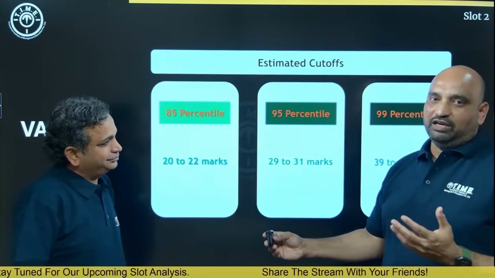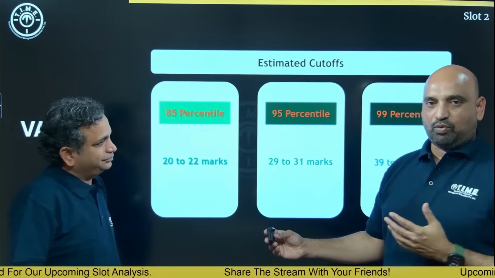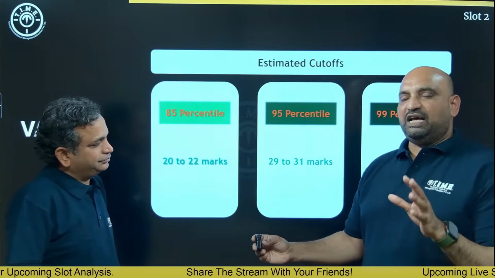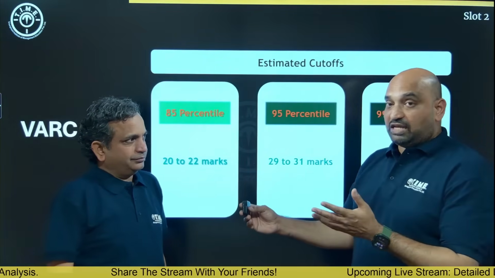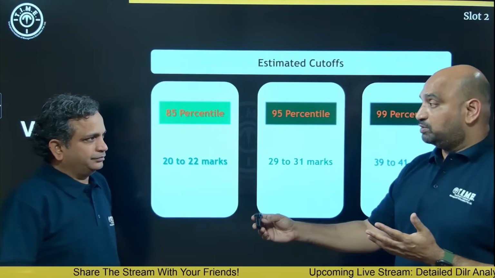So high scorers, 39 to 40 marks, 41 marks is what we have put it. It will not be a surprise if it's around 40-ish, because that's a very good mark for this particular paper.